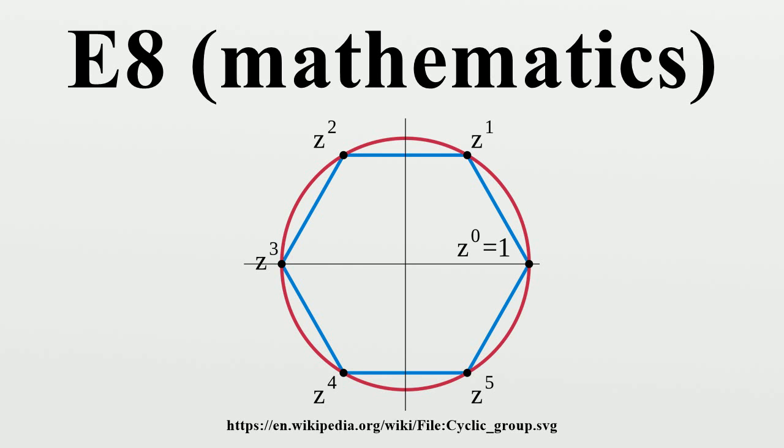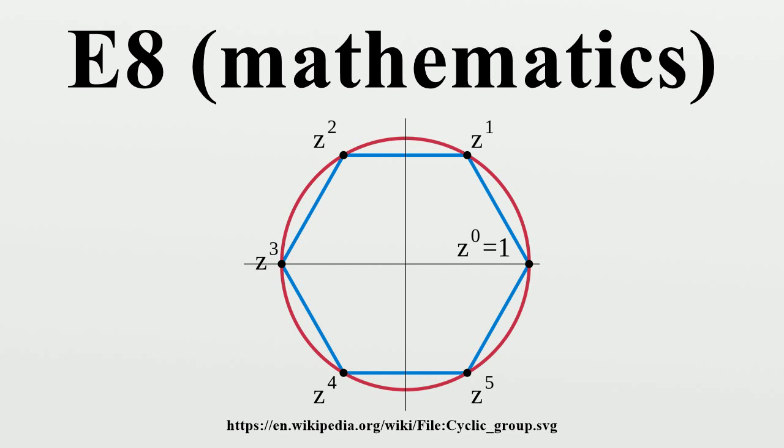This diagram gives a concise visual summary of the root structure. Each node of this diagram represents a simple root. A line joining two simple roots indicates that they are at an angle of 120 degrees to each other. Two simple roots which are not joined by a line are orthogonal.